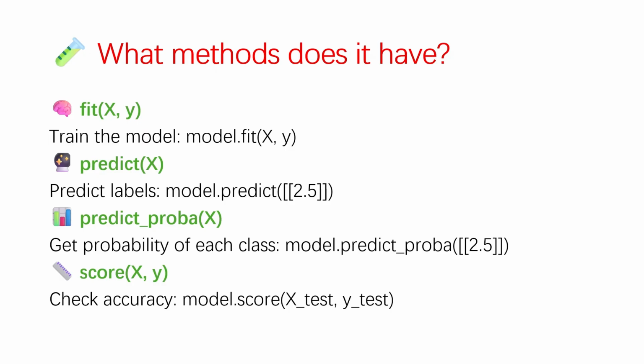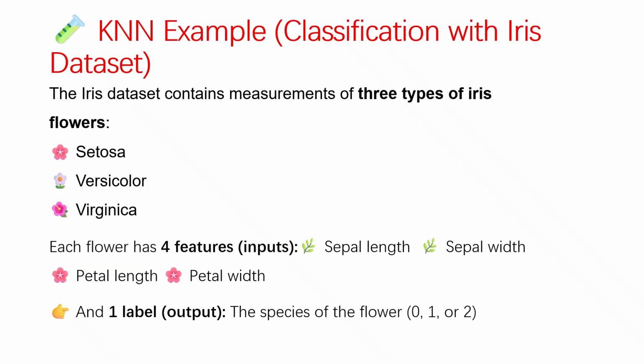After building the model, here are the key methods you'll use to work with it. First, fit. This is where the model learns from the data by taking inputs X and labels Y. Next, predict. This is used to generate predictions for new data points. Then, predict_proba. This gives the probability for each possible class, which helps you understand how confident the model is. Finally, score. This evaluates the model's performance, usually by calculating accuracy on test data. So overall, the workflow is simple. Train, predict, evaluate. We will implement an example using KNN in Python.